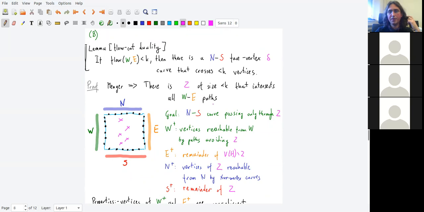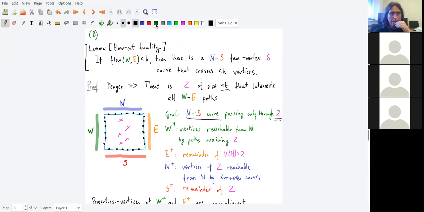So now what we would like to really do is find a curve connecting north and south that passes only through the vertices of Z. Yeah, because then this curve will pass through less than k vertices, because Z has less than k vertices in total. Good. So now we want to find this curve. So let's do it like that.